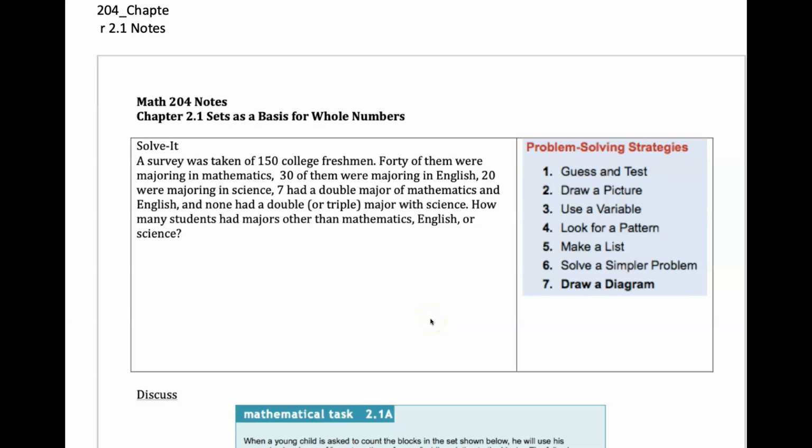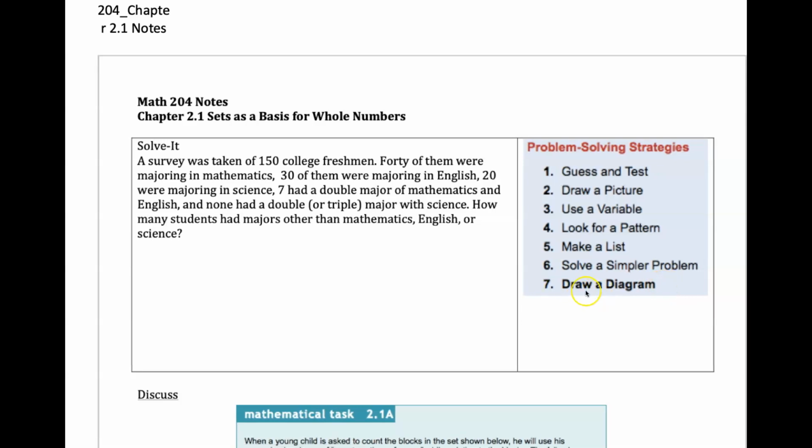We start chapter 2.1, the concept of sets, with a problem, since we've just been talking about problem solving. In this one, we want to draw a picture, or more specifically, something we call a diagram, to solve this. But let's look at the question first, and then I'll introduce the diagram to you.